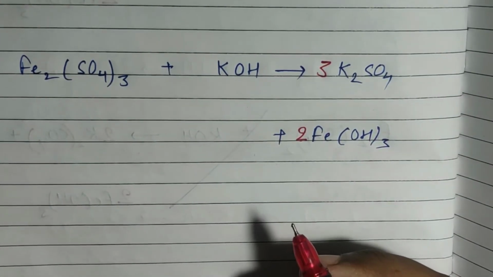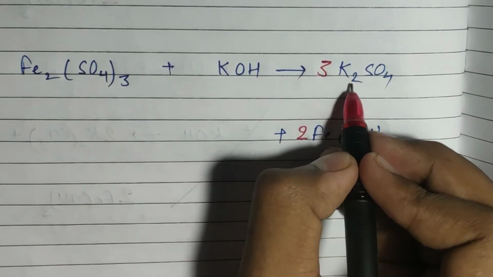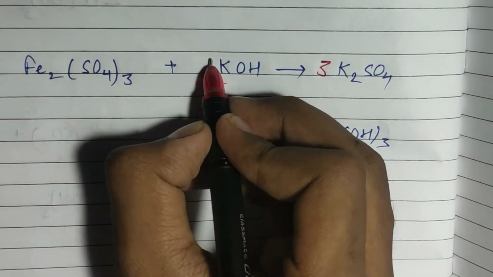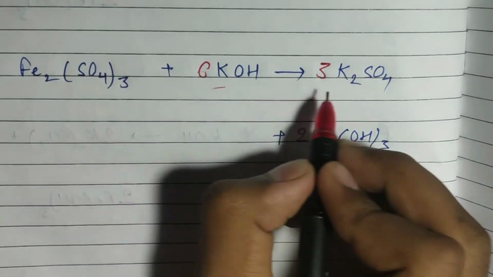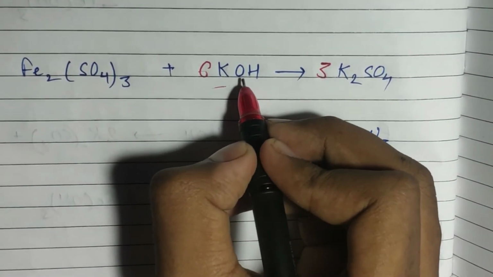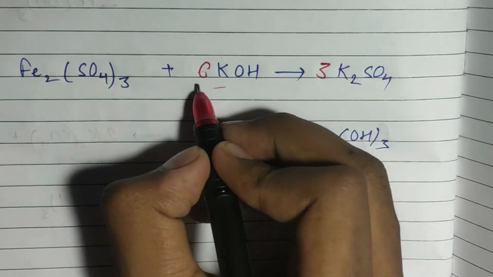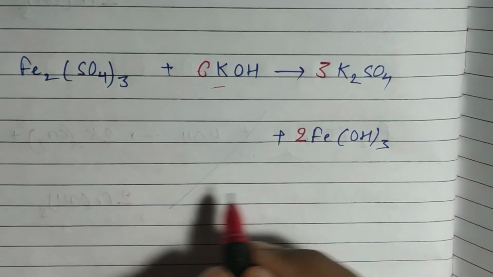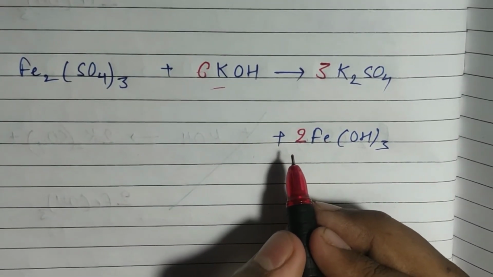So now let's move on to potassium. Potassium here has become 6, but here it is only 1. So we have to multiply it with 6. Potassium has been balanced too. Now let's check hydroxide. Hydroxide OH. OH here is 6 and here it is also 6. So this equation has been successfully balanced.